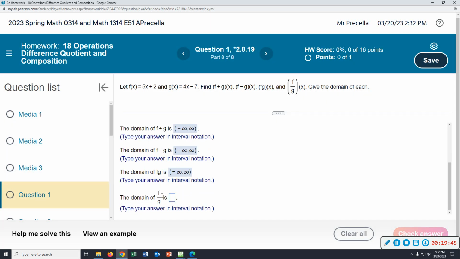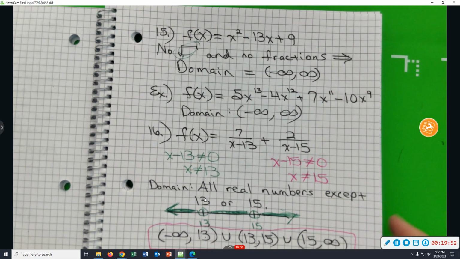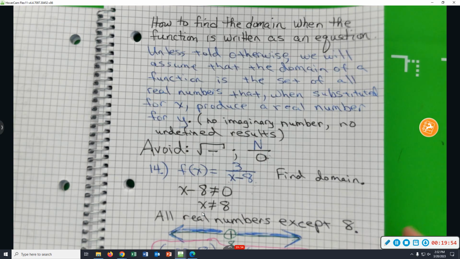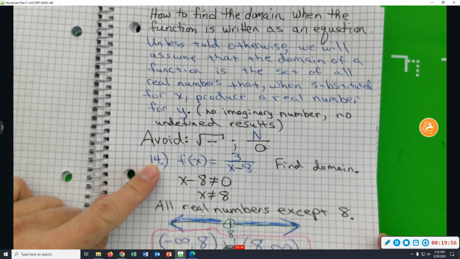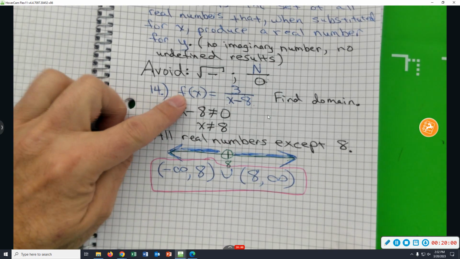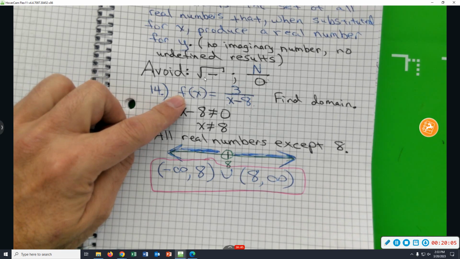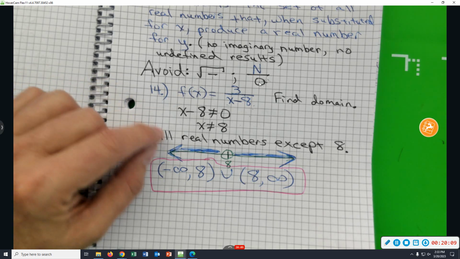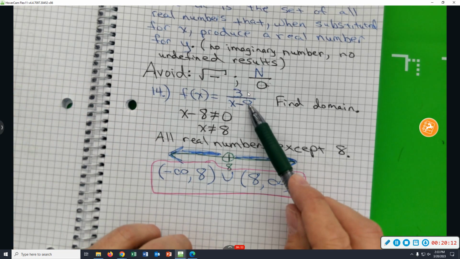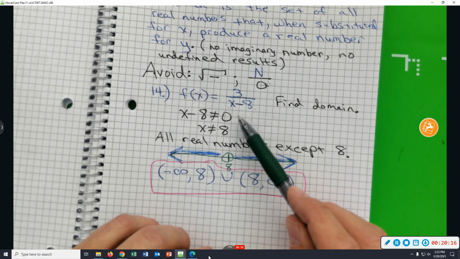Now we're ready for f divided by g. Let's go back and remember what we said. Look back at number 14. Scroll up. This is from that section on finding domains. It's a fraction. Remember, there are two things we want to avoid when finding domains: the square root of a negative and a denominator of 0. Here, we have a denominator. We can't let that denominator be 0. Do y'all remember doing that?